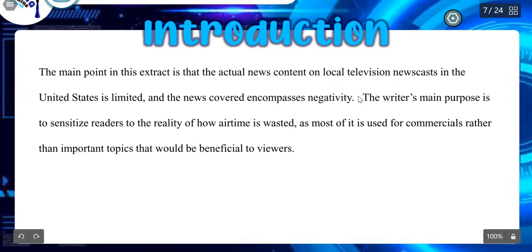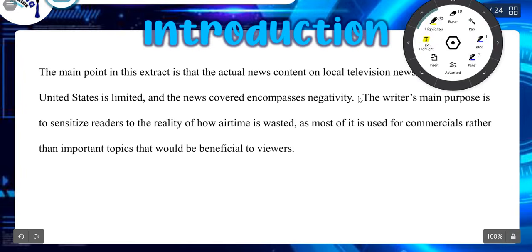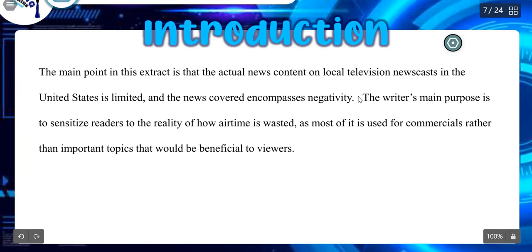So for the introduction, I said the main purpose of this extract is that the actual news content on local television newscasts in the United States is limited, and the news covered encompasses negativity. The writer's main purpose is to sensitize readers to the reality of how airtime is wasted, as most of it is used for commercials rather than important topics that would be beneficial to viewers.